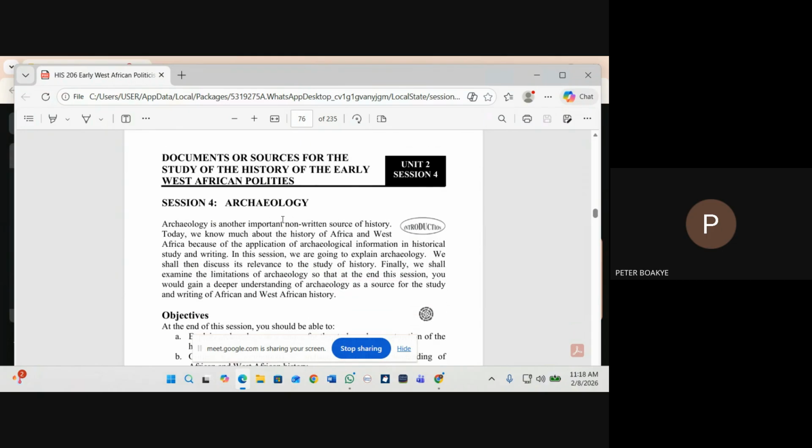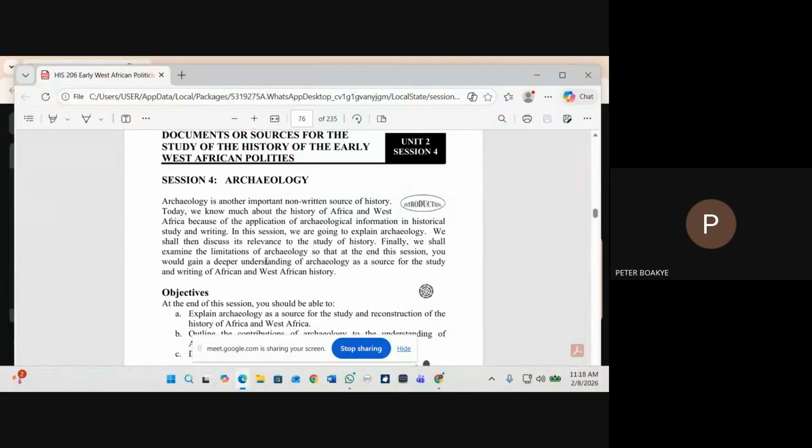Section 4 looks at archaeology as a discipline. So archaeology is another important non-written source of history. Today, we know much about the history of Africa and West Africa because of the application of archaeological information in historical study and writing. In this session, we are going to explain archaeology.